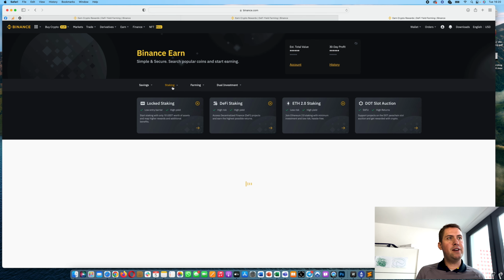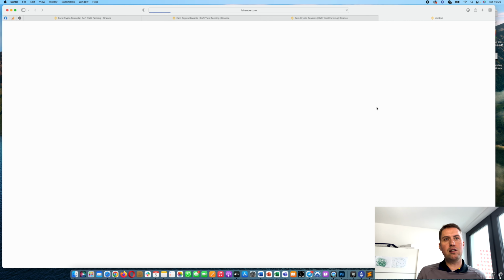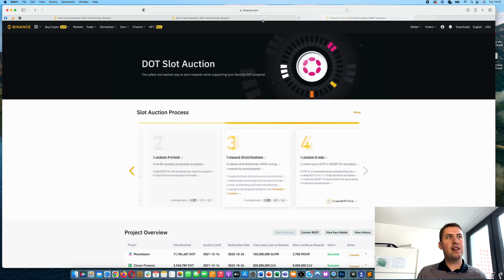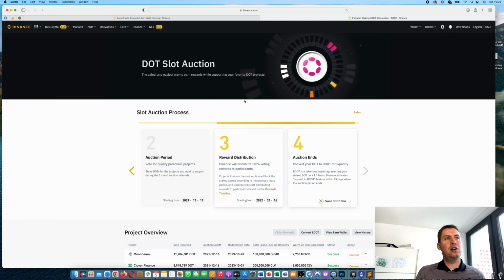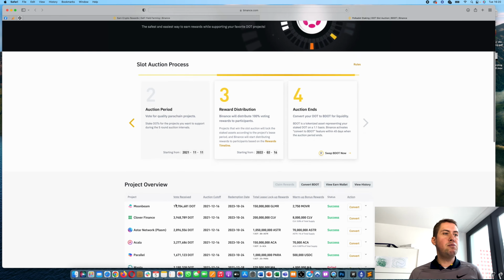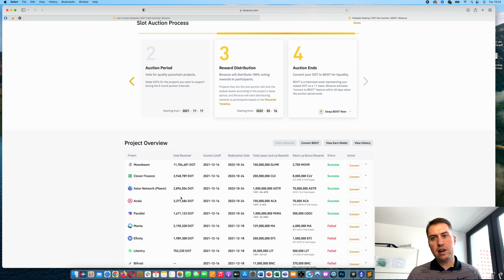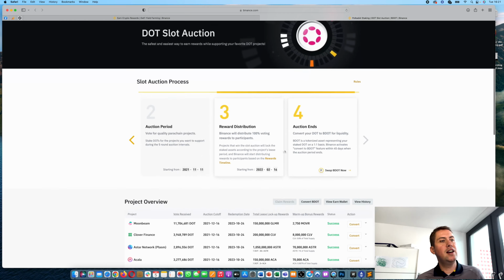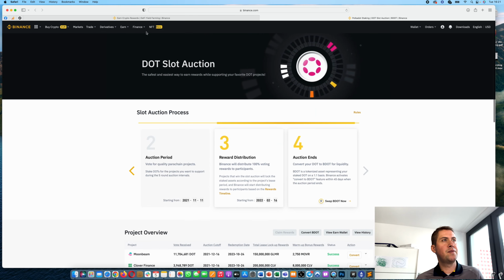And the last thing we want to talk about staking is slot auctions. That's basically for all the people that have a lot of Polkadot, or DOT, how the cryptocurrency is called there. If you have a lot of DOT, you can invest in different projects in the Polkadot ecosystem. And we don't want to go into details here, but if you have a lot of Polkadot, it makes sense to read about these projects and decide where you want to invest in order to get some new tokens from these protocols.